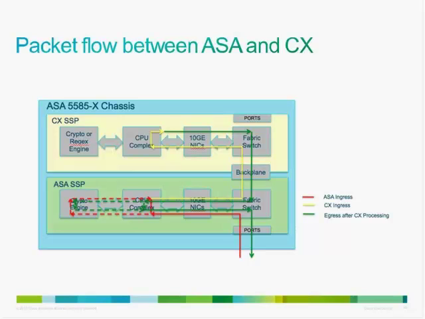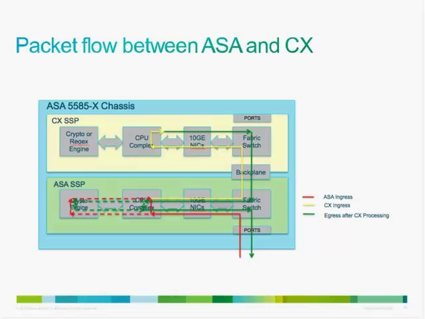Now, the other important concept is how the packet flow is between the ASA and the CX. How exactly do they talk to each other? One important takeaway from this slide is that the ASA CX is never going to see the traffic directly from the link. It's the ASA that's always going to send the traffic to the CX. It's never going to be the other way around. So the traffic is going to hit the ASA on the physical ports.